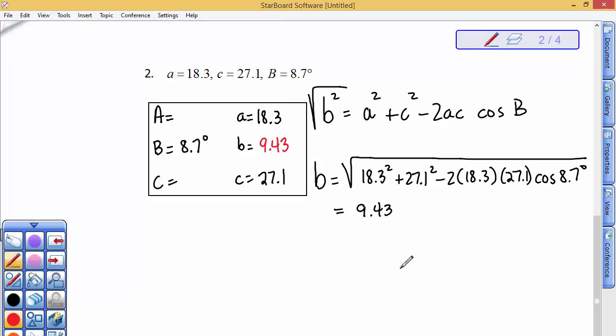So next, I have to solve for the smallest angle. So between the 18 and the 27, I must solve for this one next. And I'm going to do it properly. So I would do that by taking 18.3 times the sine of angle A equals the 9.43 over the sine of the 8.7 degrees. I'll go ahead and type this.